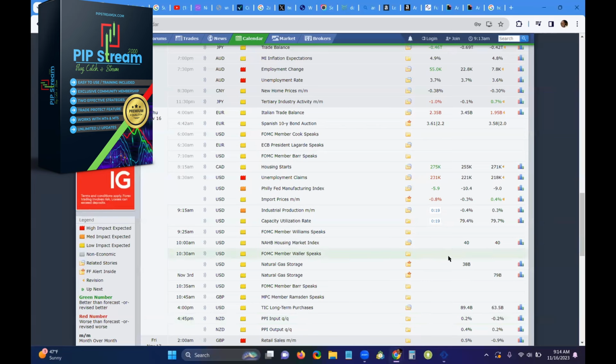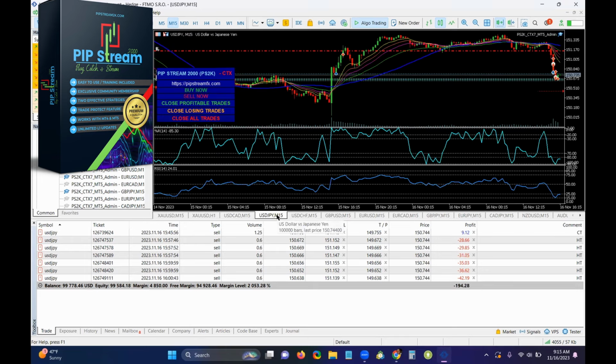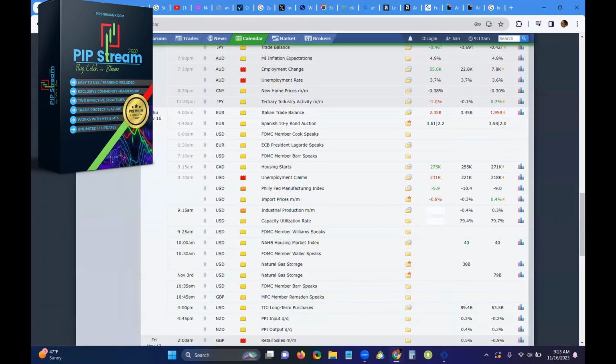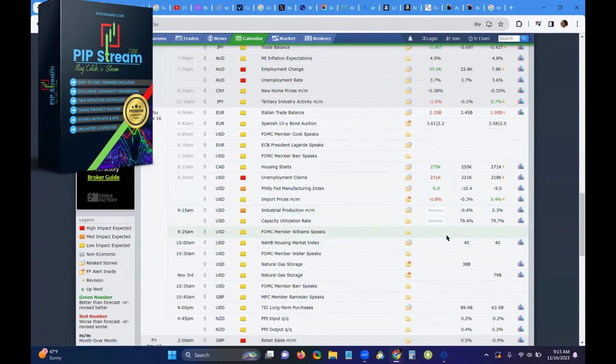20 seconds. Boom. Pending. Let's see if we got movement. Not much movement on gold. UJ. Let's see, what are the numbers? Refresh. Still pending. Come on, give us the numbers. Okay, that's good. Much lower than expected.